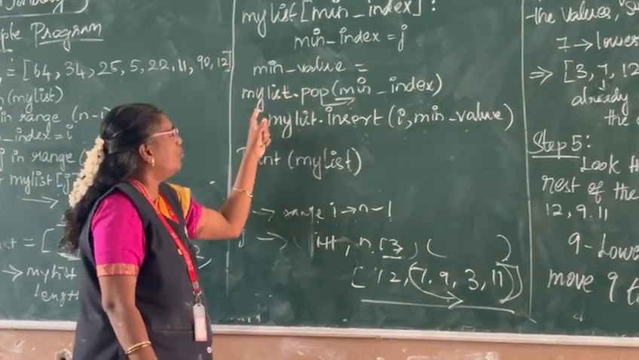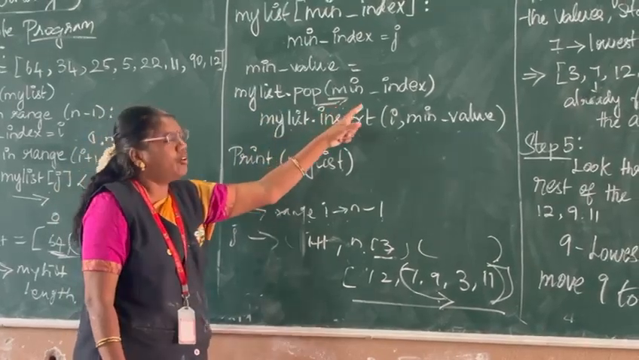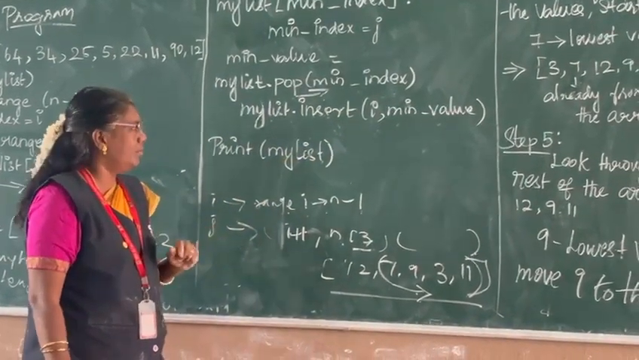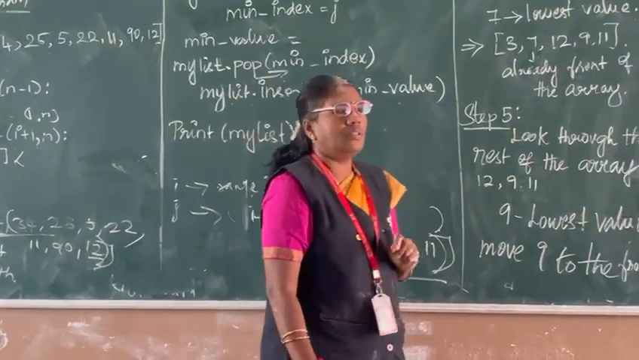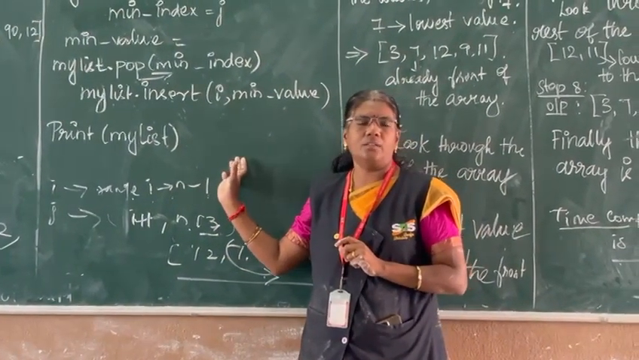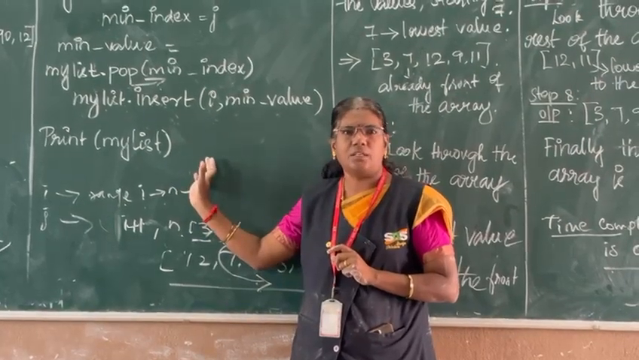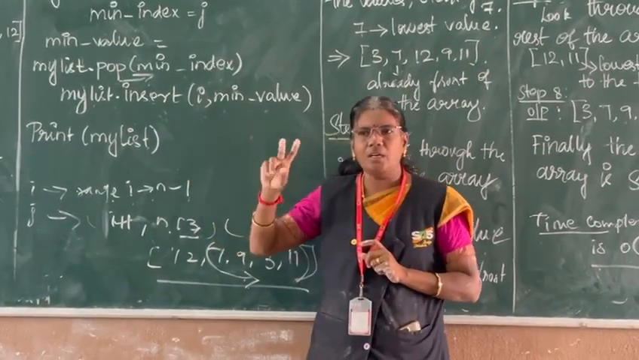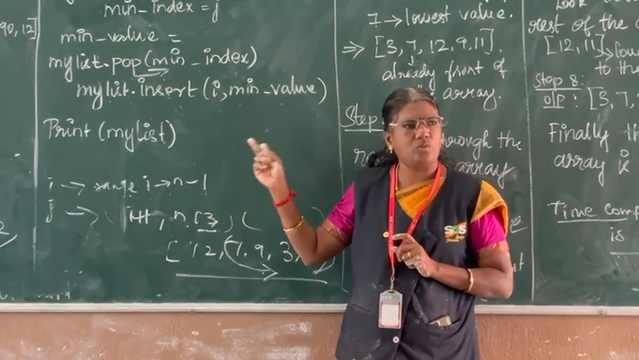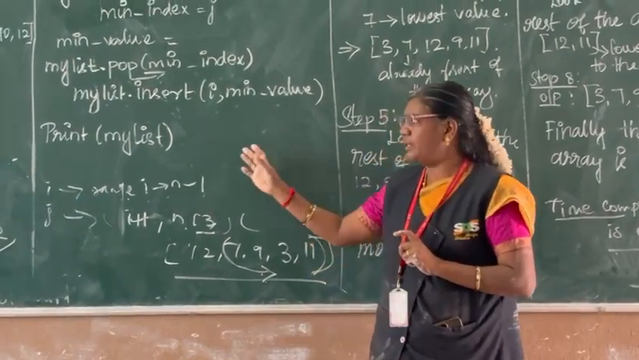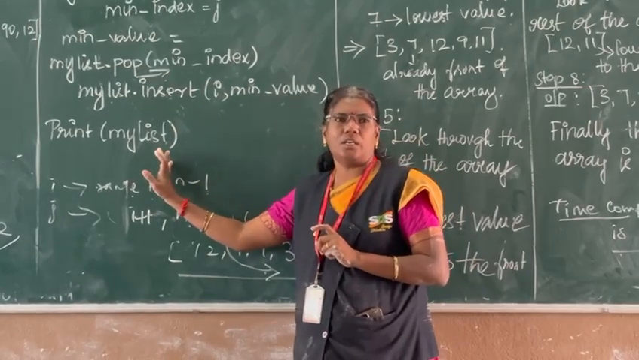Otherwise, the minimum value is my list pop of min index, and my list insert of i comma the min value. That is, the minimum value will be stored in one array, that is, the list will be inserted, and the other array will be deleted. The i loop is one array, the j loop is one array. Right? And then print the elements of my list.